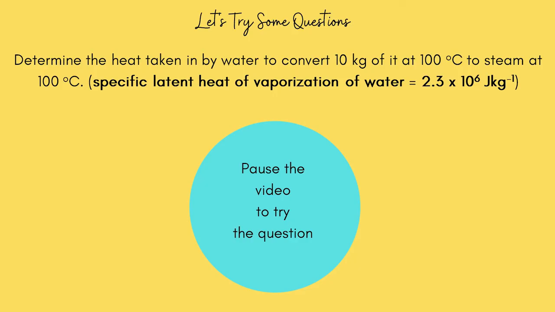Let's try some questions. Determine the heat taken in by water to convert 10 kilograms of it at 100 degrees Celsius to steam at 100 degrees Celsius. Note well there is no temperature change. Please also note the specific latent heat of vaporization of water is equal to 2.3 times 10 to the 6 joules per kilogram. Pause the video to try the question.